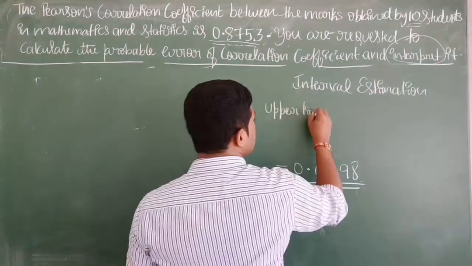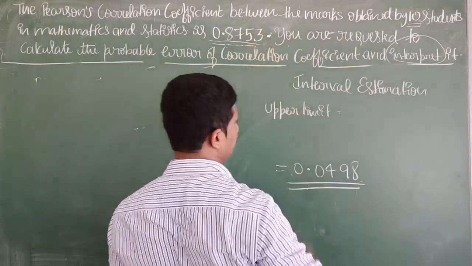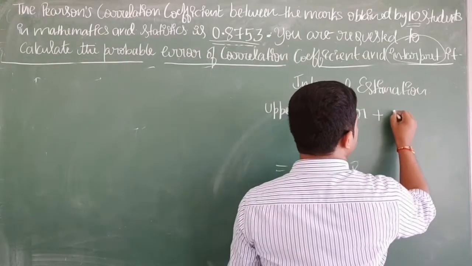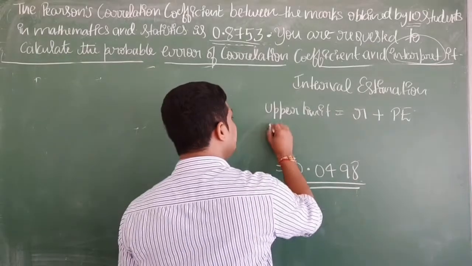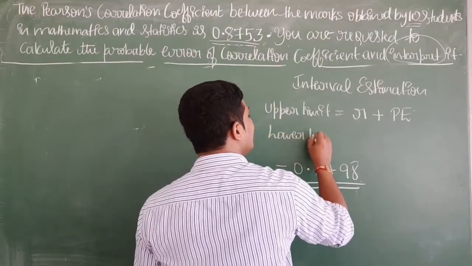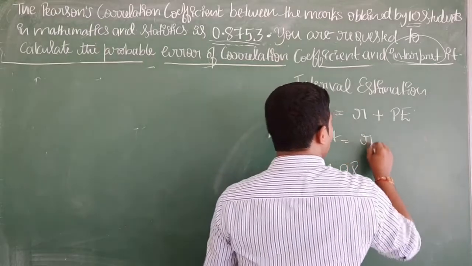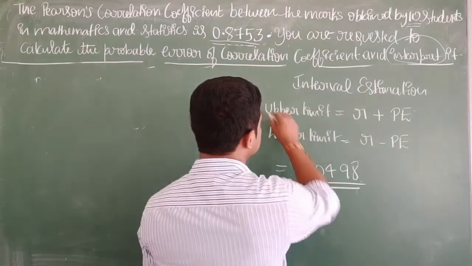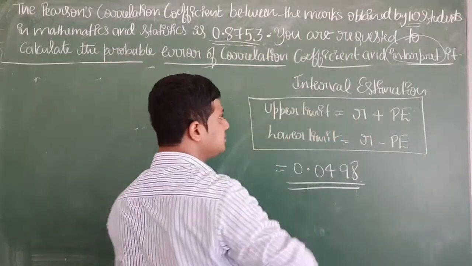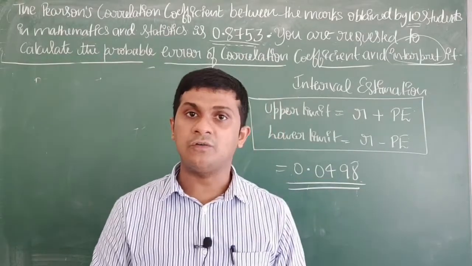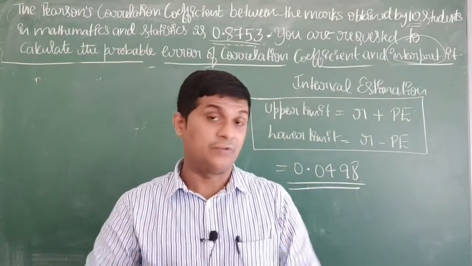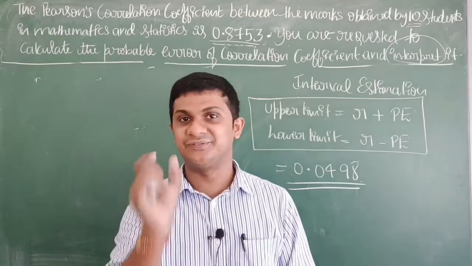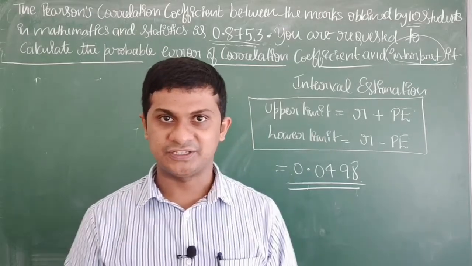Let me explain now. The upper limit of the interval estimation of correlation coefficient will be correlation coefficient plus the probable error, whereas the lower limit, I hope you have already got it, will be r, that is the correlation coefficient, minus the probable error. So these two equations will help us to calculate the interval estimate of correlation coefficient. And why we have to calculate interval estimation, I'll explain after calculating the interval estimate of correlation coefficient.